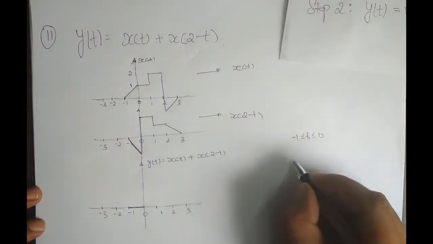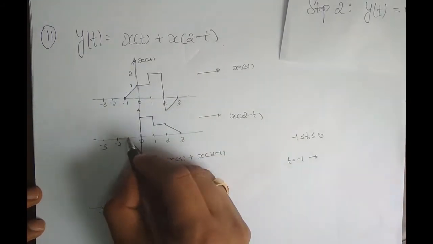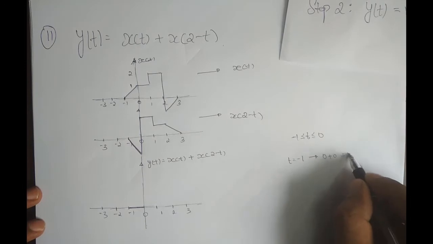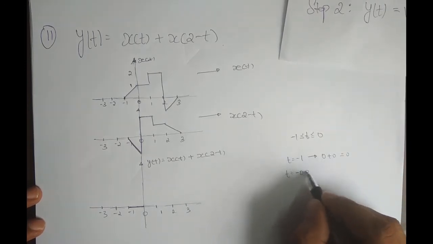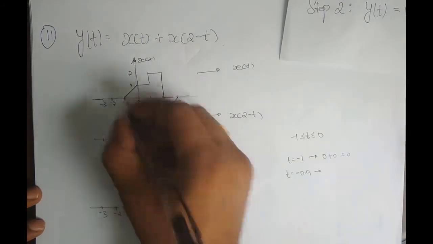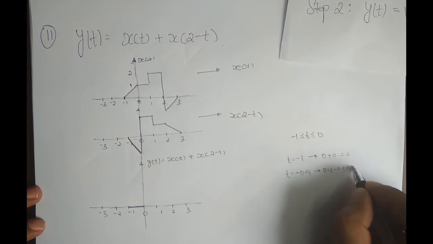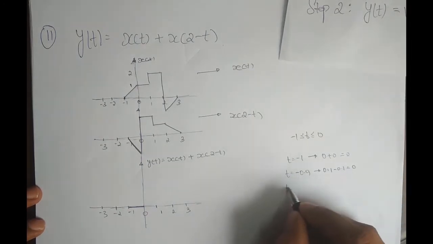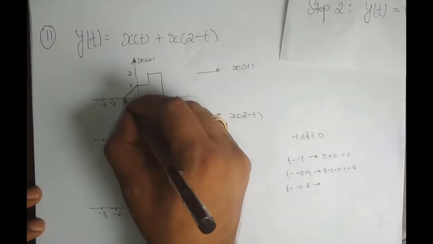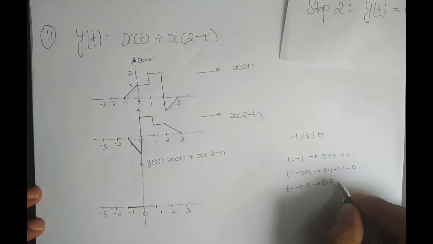So at t equal to minus 1, what is the amplitude of the first signal? The amplitude of the first signal is 0, the amplitude of the second signal is 0, 0 plus 0 is 0, right? At t equal to minus 0.9, just after minus 1, what is the amplitude of the first signal? Shall we take it as plus 0.1? What is the amplitude of the second signal? It is minus 0.1. So plus 0.1 minus 0.1 is 0. At t equal to minus 0.8, what is the amplitude of the first signal? Slightly more than 0.1, so we shall take it as 0.2. Here it is minus 0.2. So I get 0.